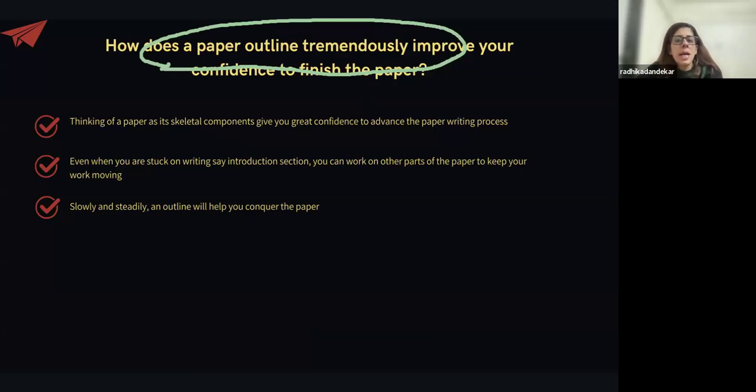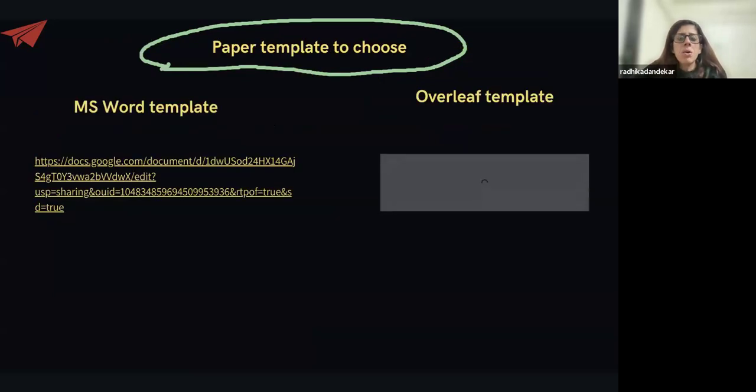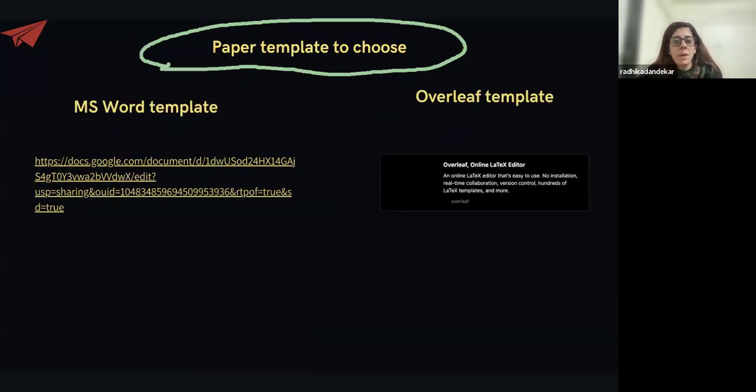How does a paper outline help you to finish a paper? Like I said, the paper outline is a skeletal component. It's extremely important that you first work on these 5 elements of a research paper, and then these 5 elements will help you to actually write a full manuscript. So I'll first talk about the templates. You have 2 templates to choose from. Like I said, you can use the MS Word template, or you can use the Overleaf template. It's completely up to you.